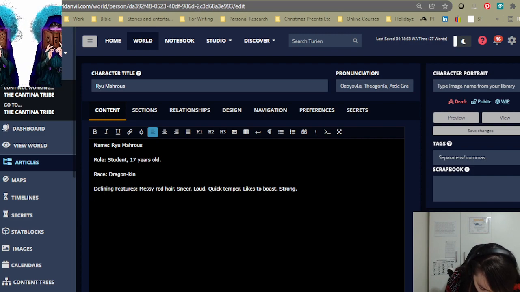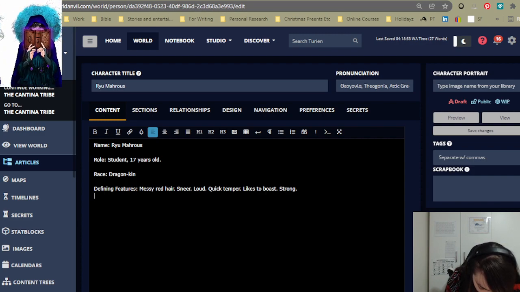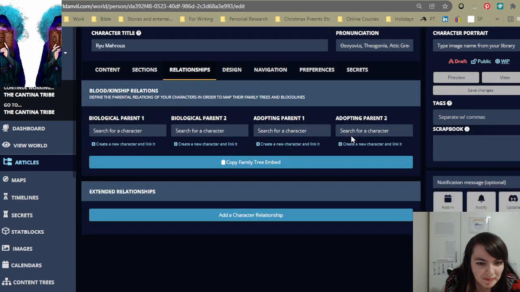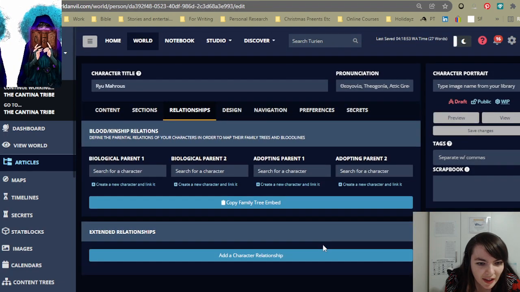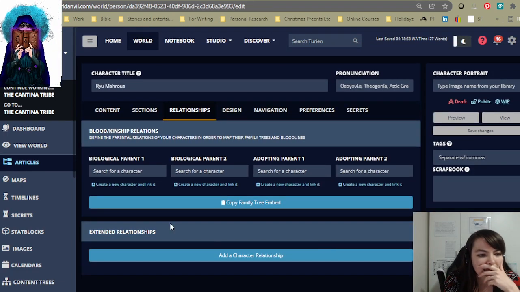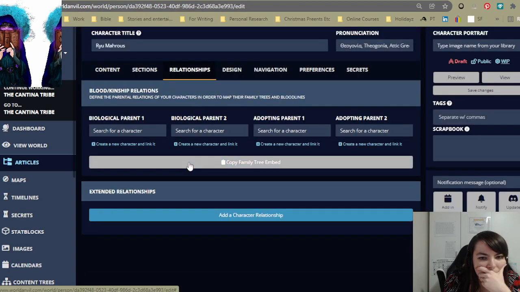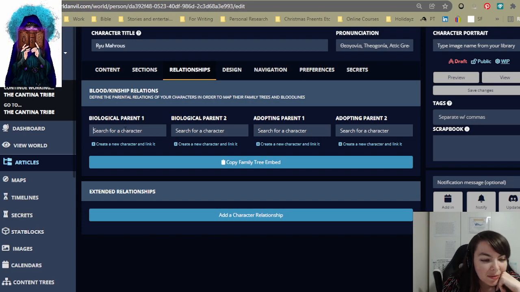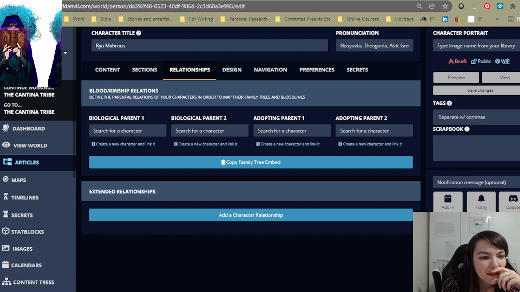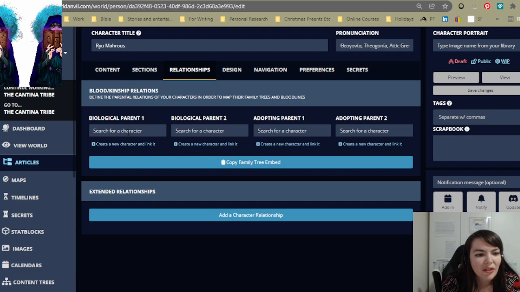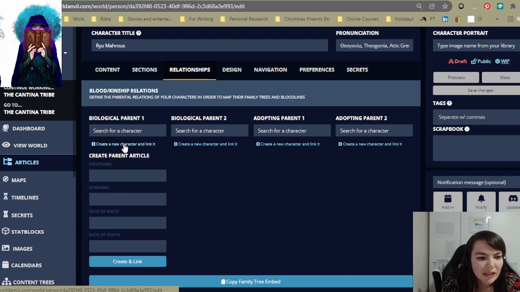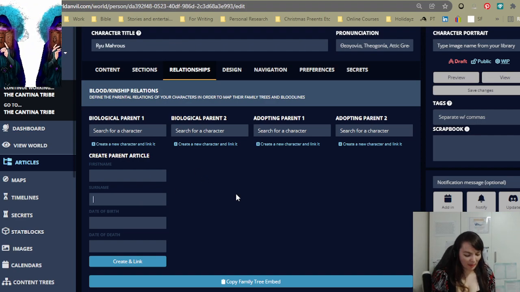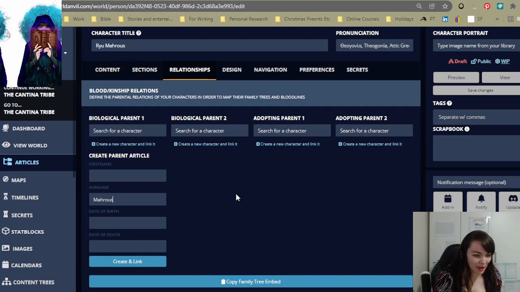Teach me how to do the content relation section. The content section relationships. Okay, I haven't done much on this bit in particular. So Ryu does have 2 dragon parents. I don't think I've created them yet, in which case I would name them here. I can't remember what his mum's name is. I just remember she is a blue dragon.